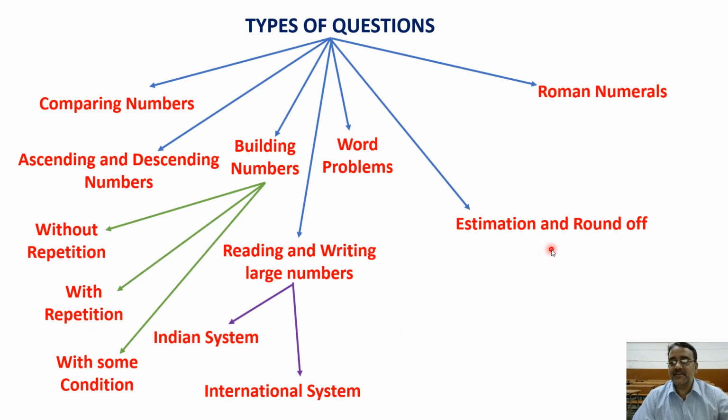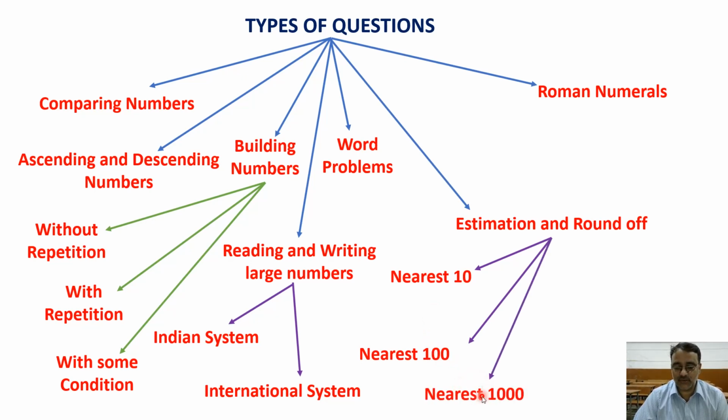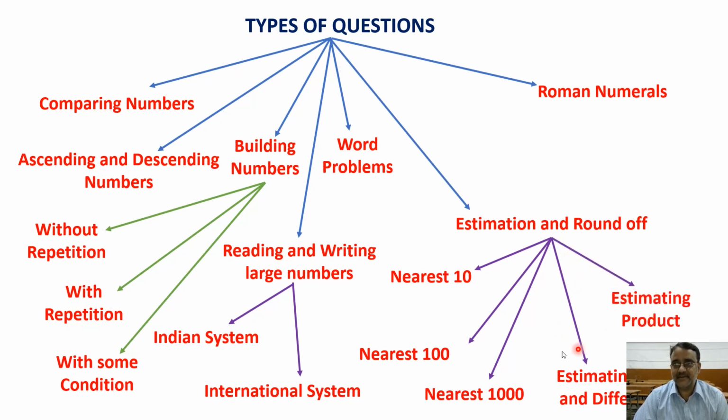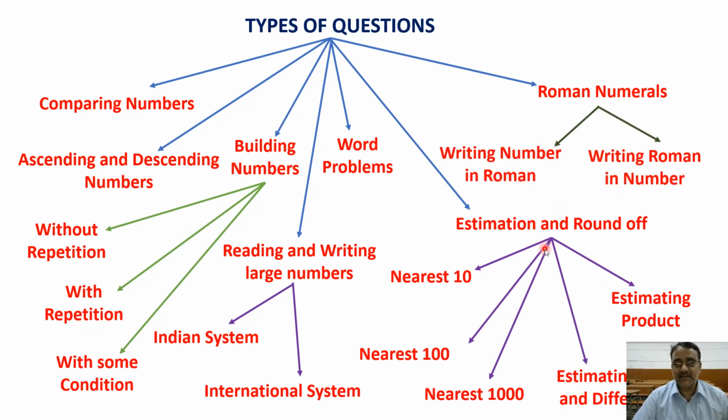And in estimation and round off we have a total of 5 types of questions: estimating to nearest 10, estimating to nearest 100, estimating to nearest 1000, estimating sums and differences, and estimating product. And in Roman numerals, we have 2 types of questions: writing the number in Roman and writing Roman numeral into number. So these are the different types of questions in the first chapter from your examination point of view, and you have to practice along with this revision chart.